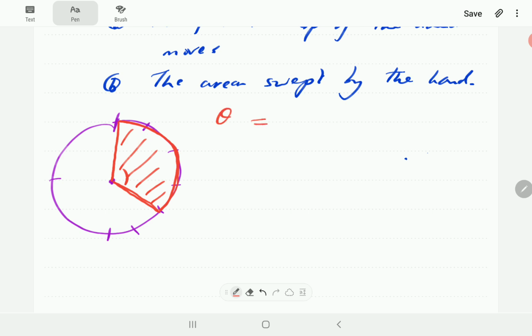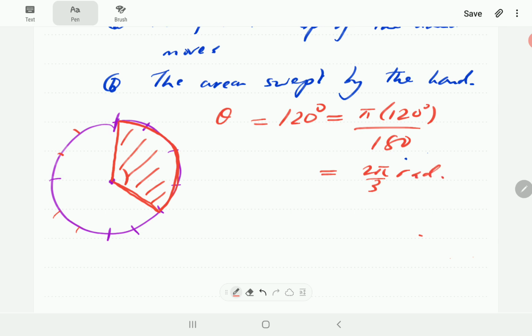So this is going to be 4 divided by 12, and then times 360. So 4 over 12 is a third, and then a third of 360 is 120. So that's 120 degrees. If you multiply this by pi and divide by 180, then we can express this in radians. It is 2 pi over 3 radians.